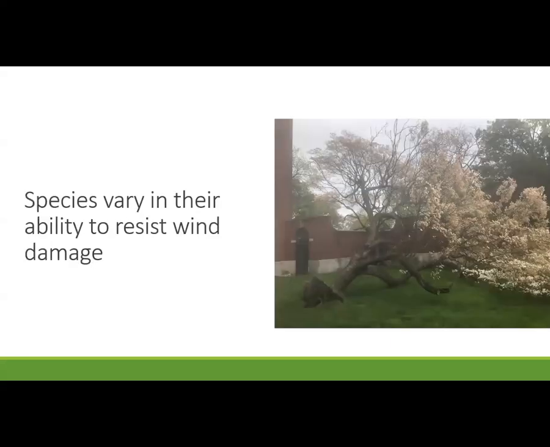ETCHR focuses on the species aspect of hurricane damage. Many studies have demonstrated that tree species vary in their ability to resist wind damage. We can use such information to plant wind-resistant species in places where tree damage could cause greater harm, such as near utility lines.